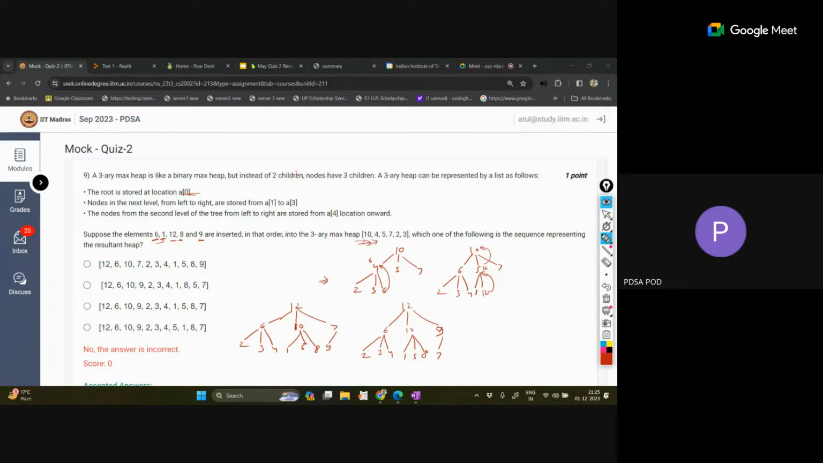Okay, now all nodes are inserted. Just read in the sequence manner. So 12, then 6, 10, 9, then 2, 3, 4, 1, 5, 8, and 7. So this should be the sequence. Just match with the option. Yes, sir, clear.